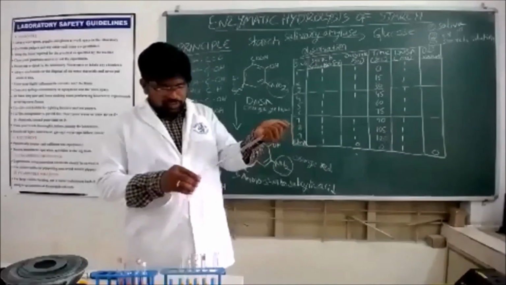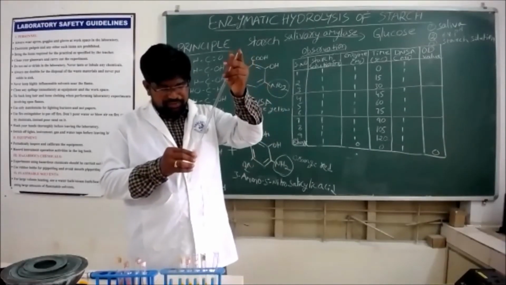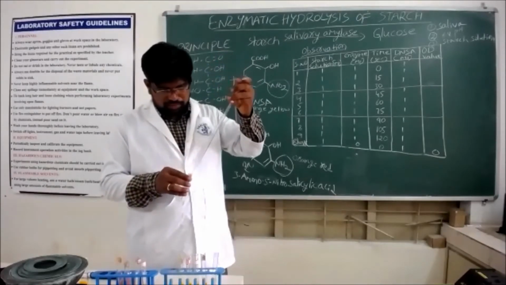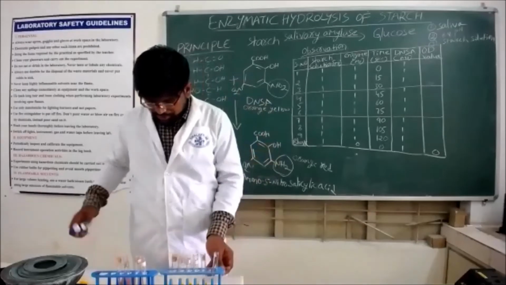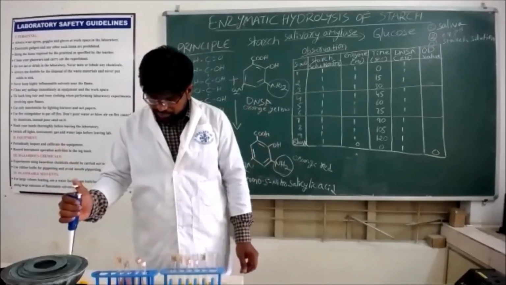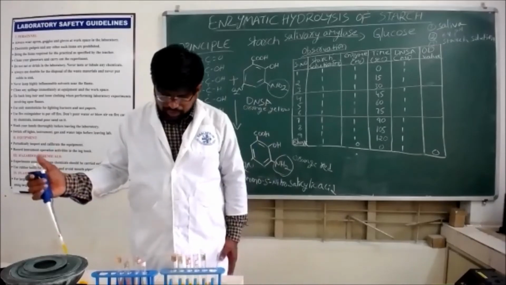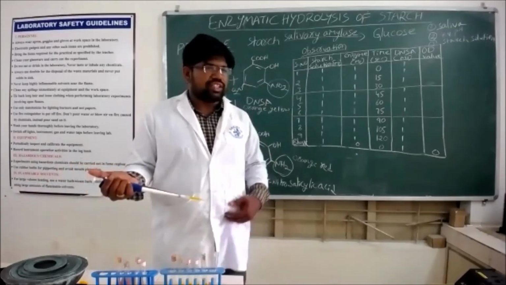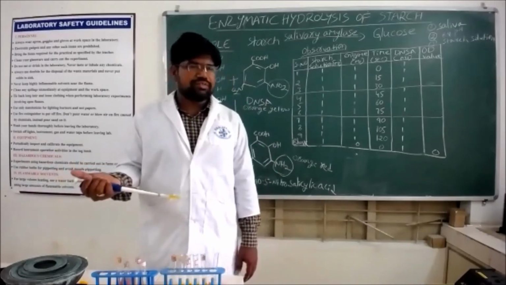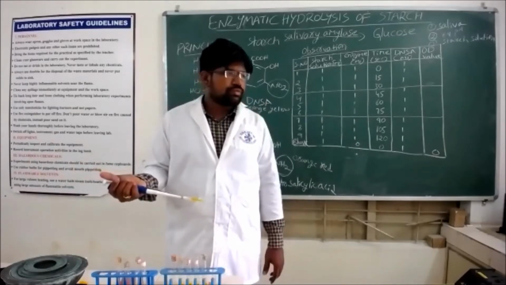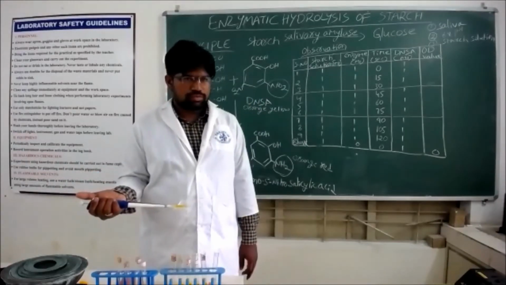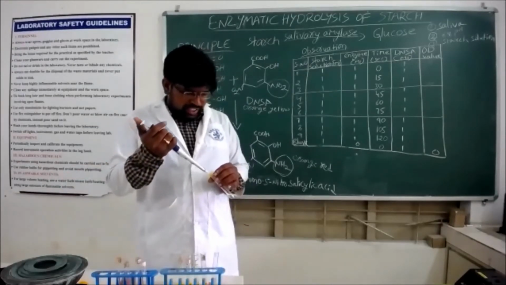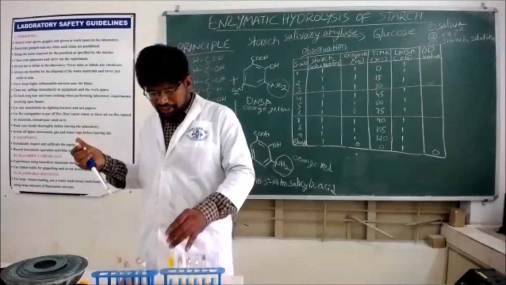Next, the fifth tube. Here also add 1 ml of saliva. Adding saliva. Wait 60 seconds, then add 1 ml of DNSA reagent. After 60 seconds, add 1 ml of DNSA reagent.